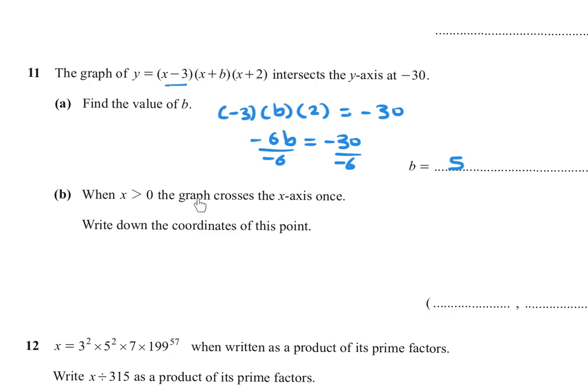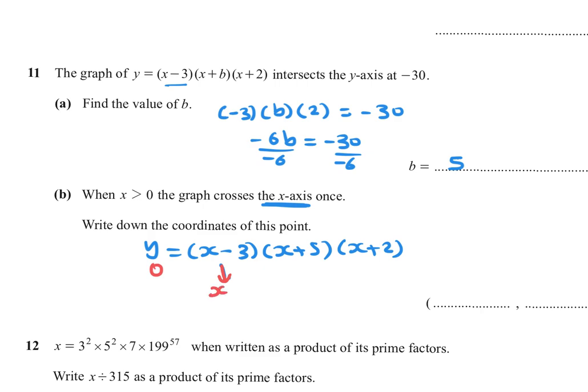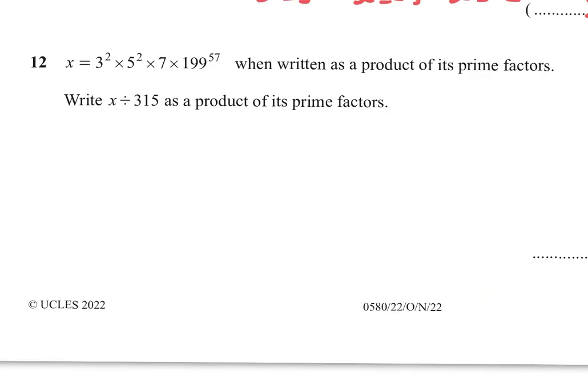B, when x is more than 0, the graph crosses the x-axis once. Write down the coordinates of this point. To find the intersection with the x-axis, put y equals 0. Now we have y equals (x minus 3) times (x plus 5) times (x plus 2). If y equals 0, we have 3 solutions. This bracket equals 0, which means x equals 3. Or that bracket equals 0, so x equals negative 5. Or the last bracket equals 0, so x equals negative 2. We need the solution such that x is more than 0, so x equals 3. The point is (3, 0).